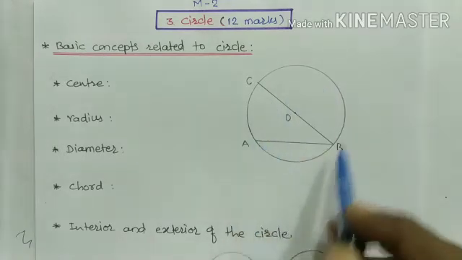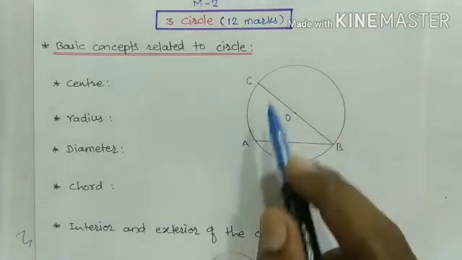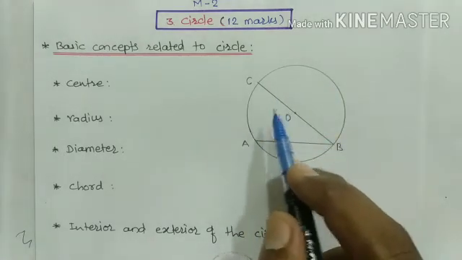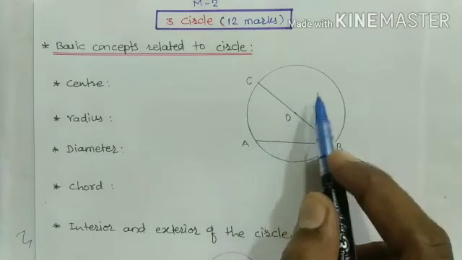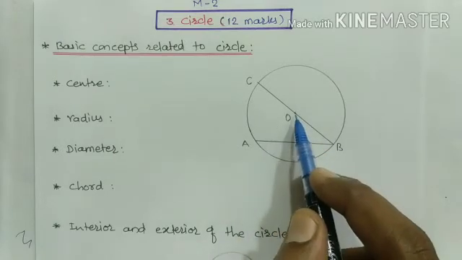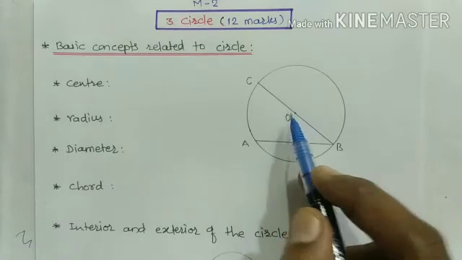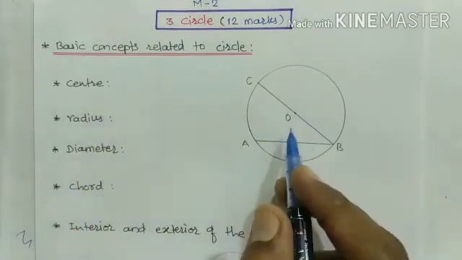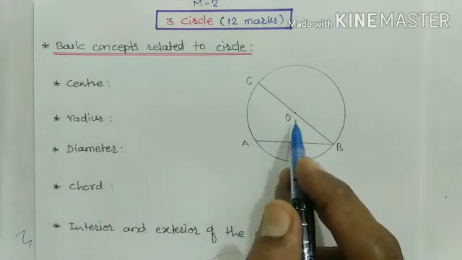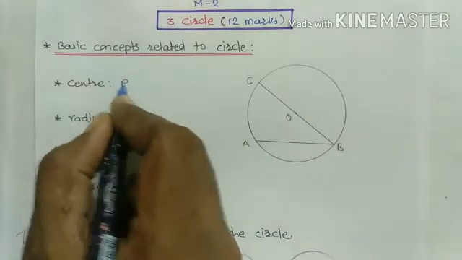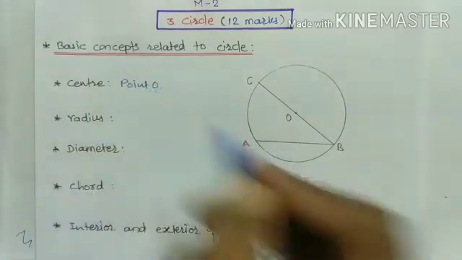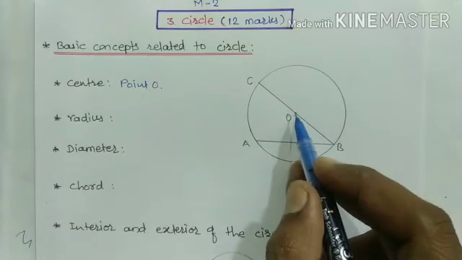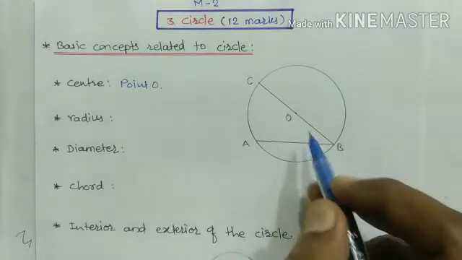This circle is a set of points which are equidistant from a point in the same plane. Here, that point is called the center of the circle. In the figure, point O is the center of the circle. So, you write this point O. Here in this figure, this point O is the center of the circle.